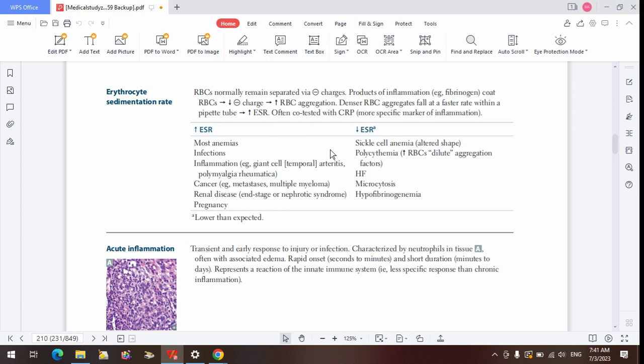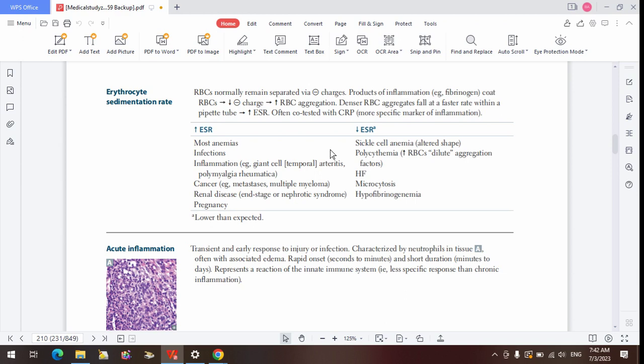So what are those things that affect ESR? What are those things that increase ESR? So we have to understand one principle first: polycythemia and anemia. Once we are able to figure out that, we'll be able to understand the remaining. So polycythemia is when we have the increase in the red blood cell mass.